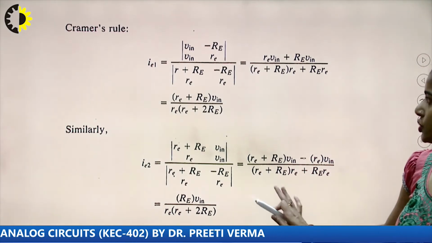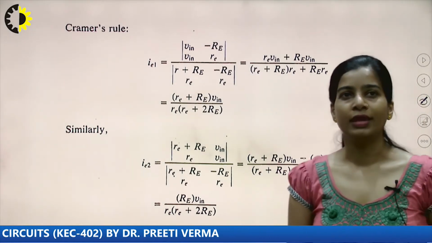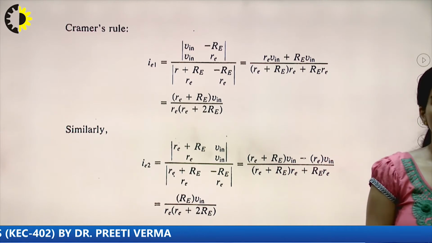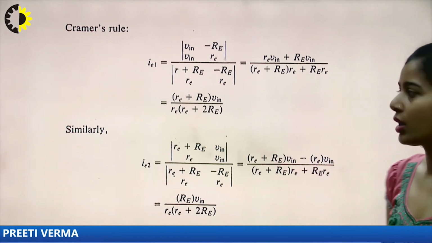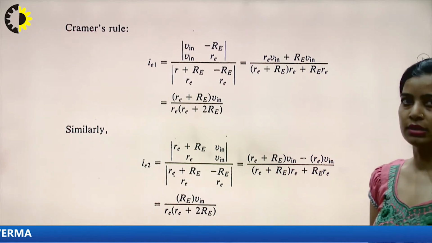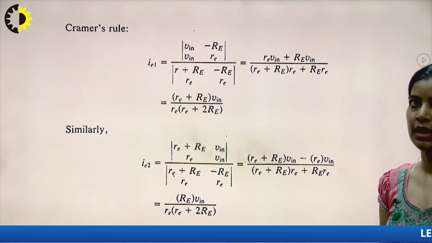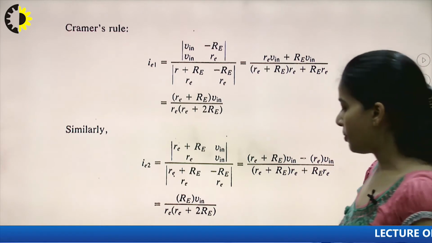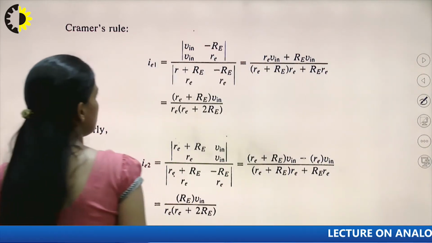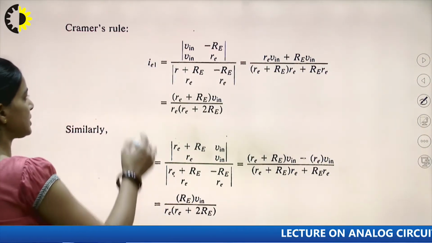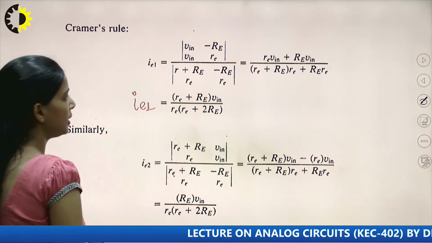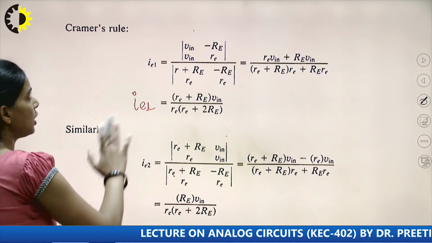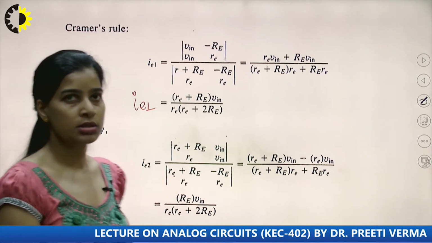So that we can solve using Cramer's rule. We can also solve it by using equation simplification, that we take the unknown from one of the equations, put it into the other, and we can simplify. This is the simpler way to find the value of this current. So when we have two equations, two unknowns, then we can solve it using Cramer's rule.